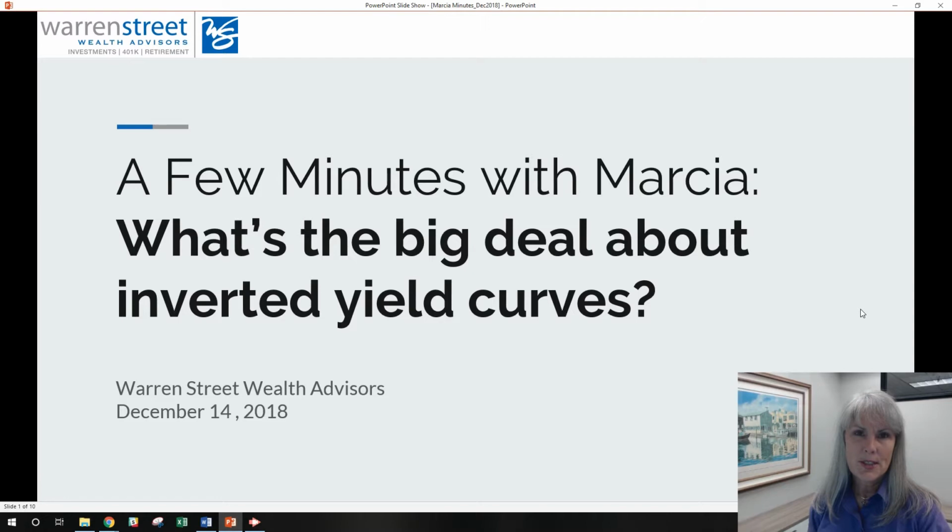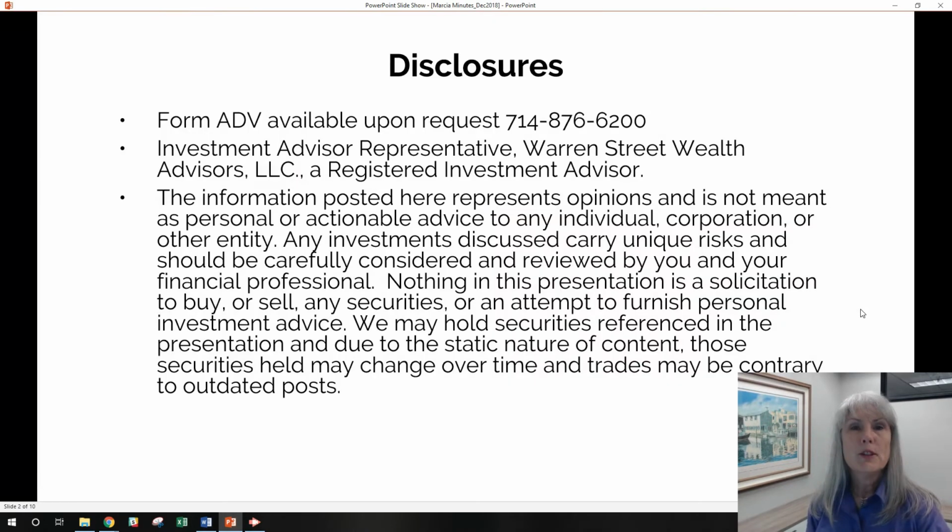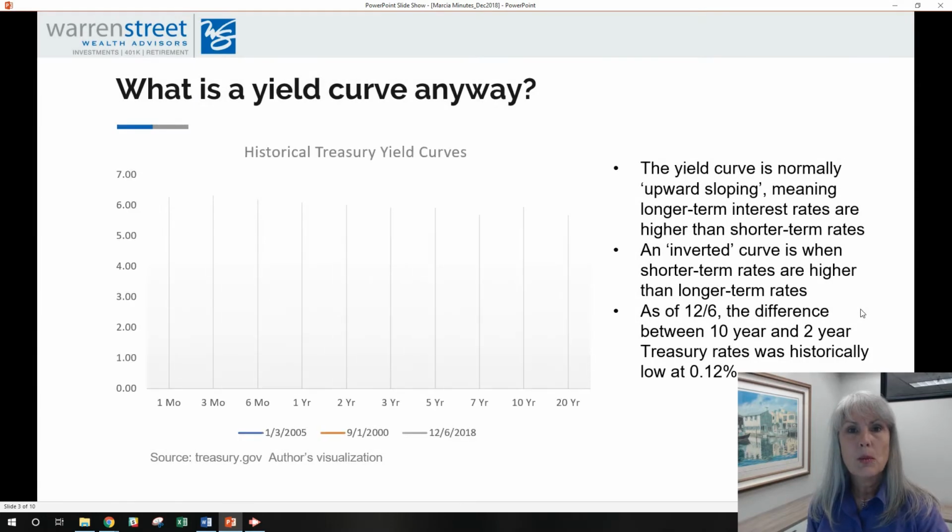I'm the Senior Research Analyst at Warren Street Wealth Advisors, and we're going to take a couple minutes today to talk about yield curves, specifically inverted yield curves. And you may have heard about these inverted yield curves in the news in the past few weeks, that if there's an inverted yield curve, then a recession might be coming. So what's a yield curve and how can it predict a recession? That's what we're going to talk about today.